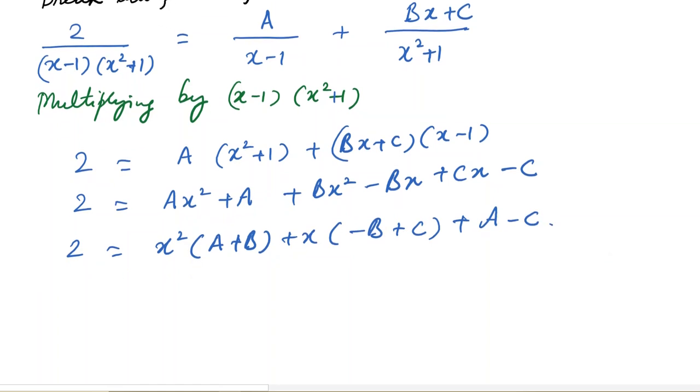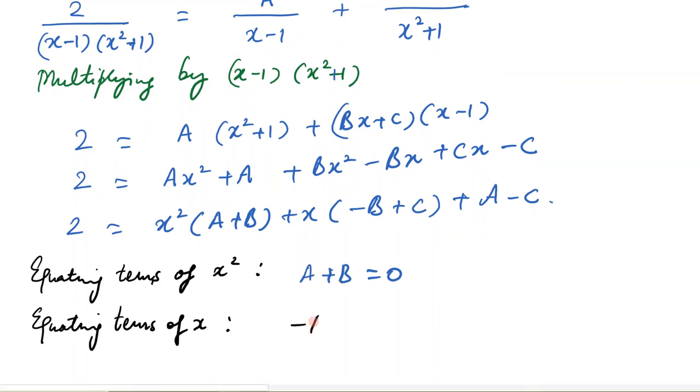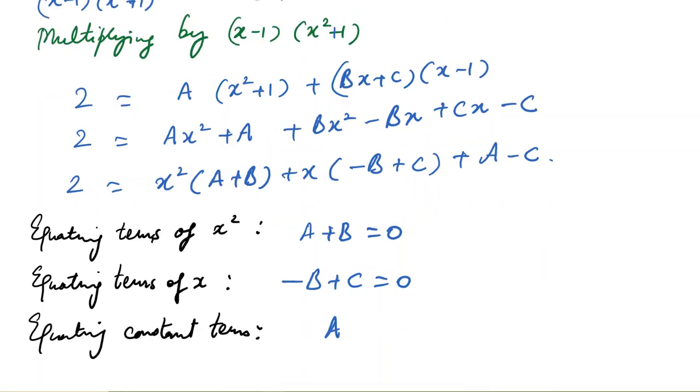And now is the time to equate the like terms on both sides. First we're going to equate the terms of x squared. On this side we have 0, so it means a plus b equals 0. Then we're going to equate the coefficient of x on both sides. So we get negative b plus c equals 0. And equating the constant term, we get a minus c equals 2. So we have three equations and three variables, and we can solve them to find a, b, c.